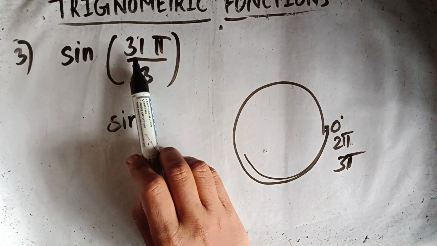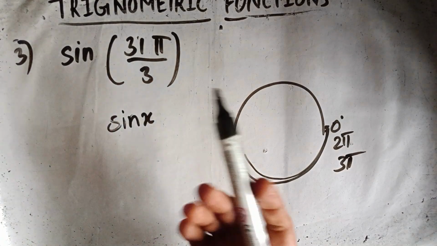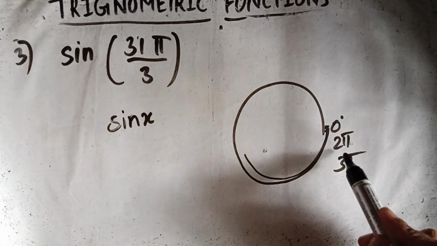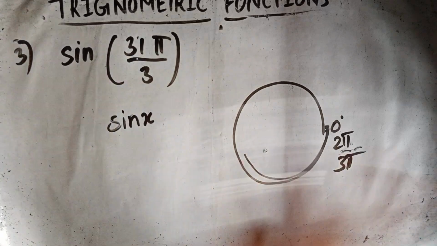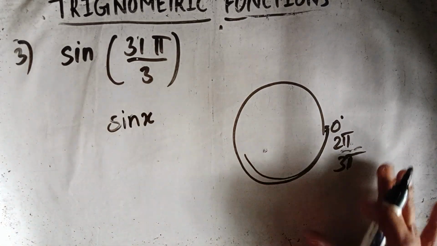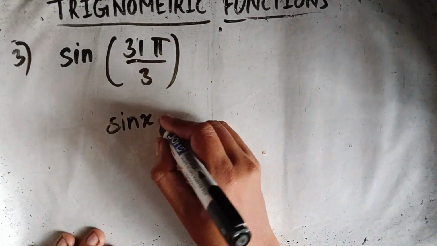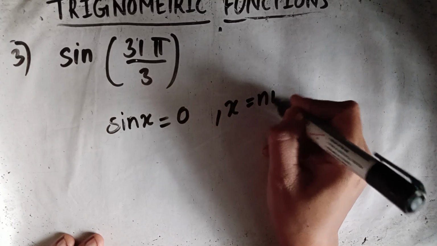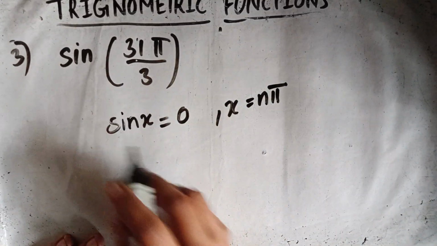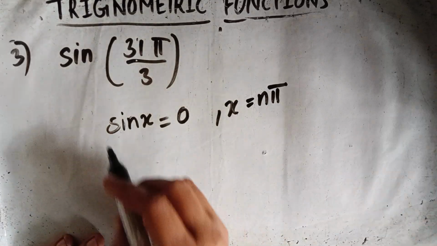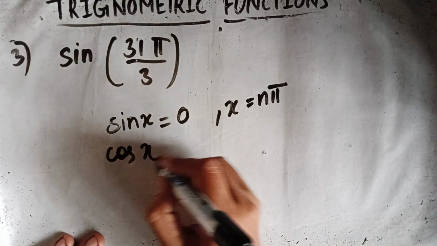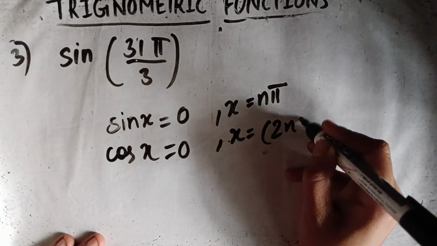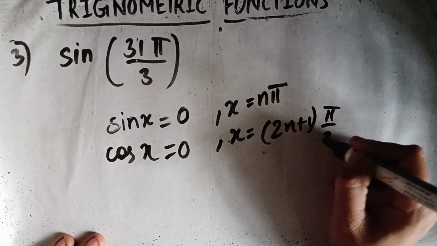So we have to convert this into some integral multiple of pi. We have to split this. So this you just make note of. Sine of x is 0 if x is n pi, where n is any integer, positive as well as negative numbers. And cos of x is 0 if x is (2n plus 1) pi by 2.